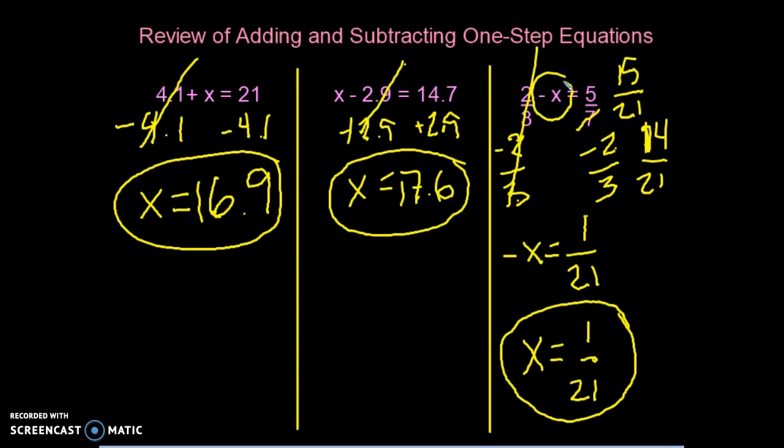negative x. So when we subtract and we have negative x equals 1/21, we have to think about, well, what's the opposite of negative x? It's positive x. So then what's the opposite of 1/21? It would be negative 1/21.